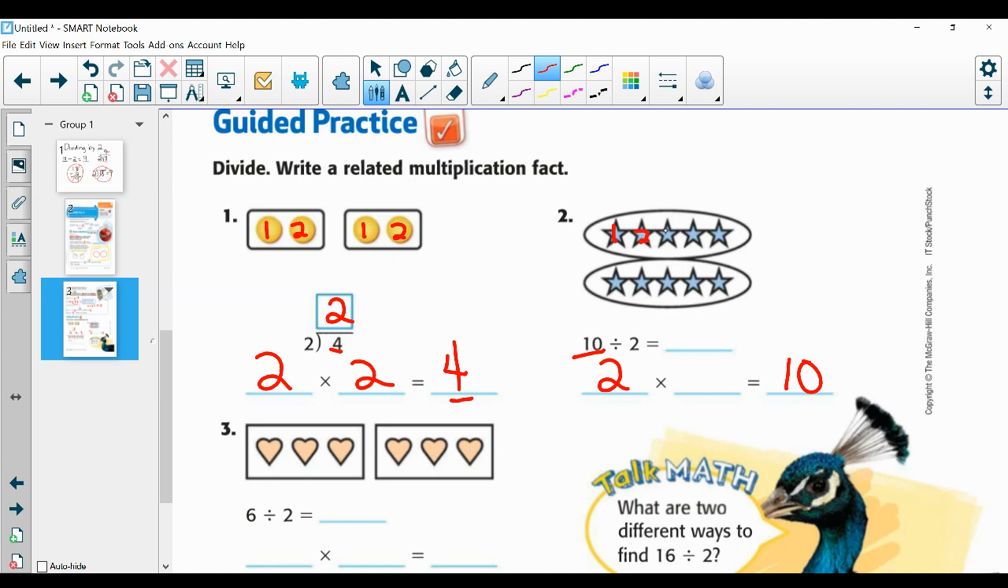1, 2, 3, 4, 5. 1, 2, 3, 4, 5. So 10 divided by 2 equals 5. 2 times 5 equals 10. And I know both of those equations are true.